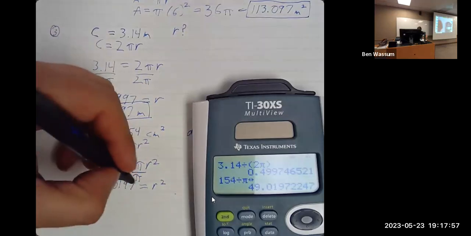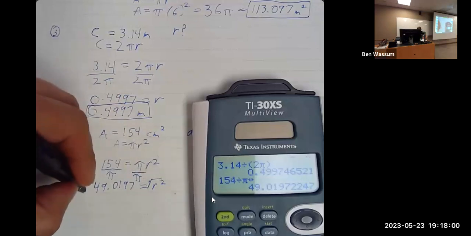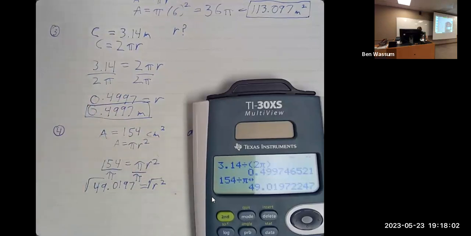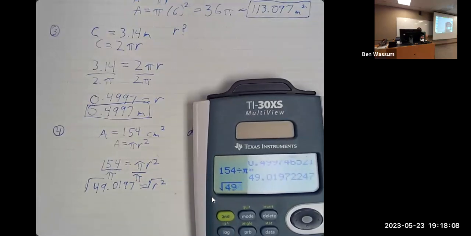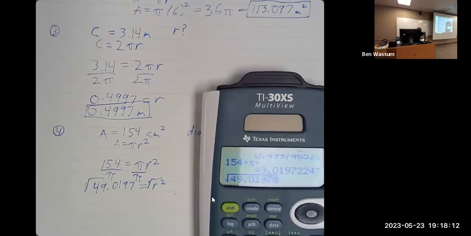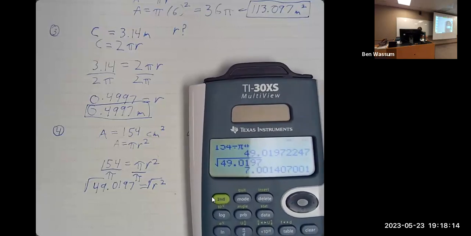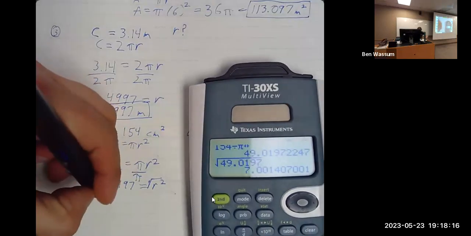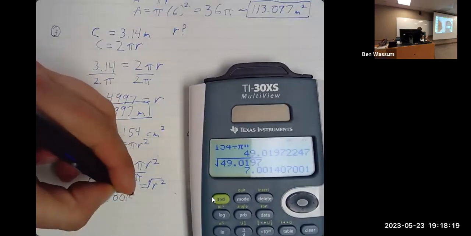Now I need to solve for r, so I'm going to square root both sides. So we're going to have the square root of 49.0197. I get 7.0014.